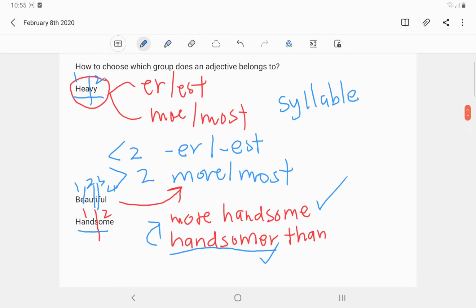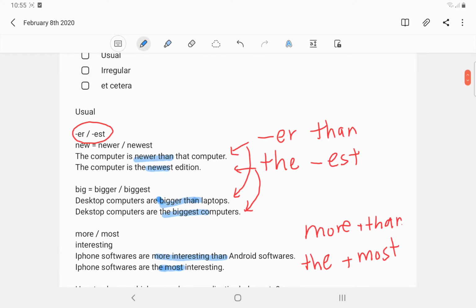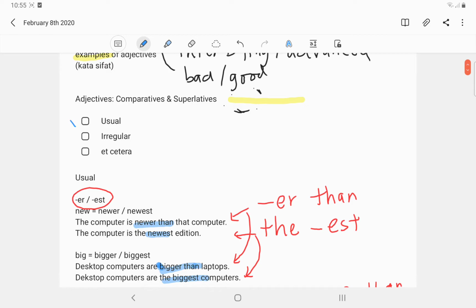Okay. So kita tengok balik kepada isi kita. So kita dah tengok usual. Kita dah belajar tadi. So usual ada dua. Sama ada you nak guna ER, EST, ataupun you nak guna perkataan more and or most. So now we are going to go to the second one, which is the irregular.